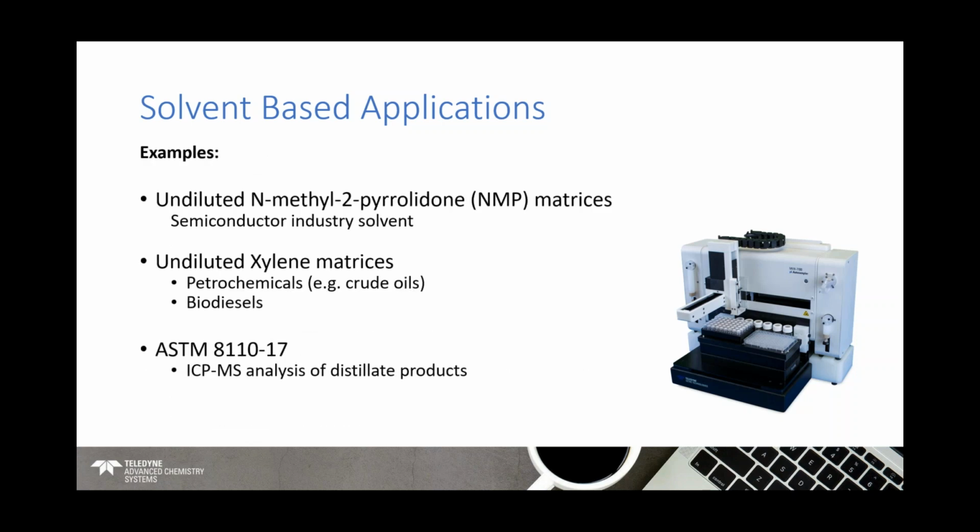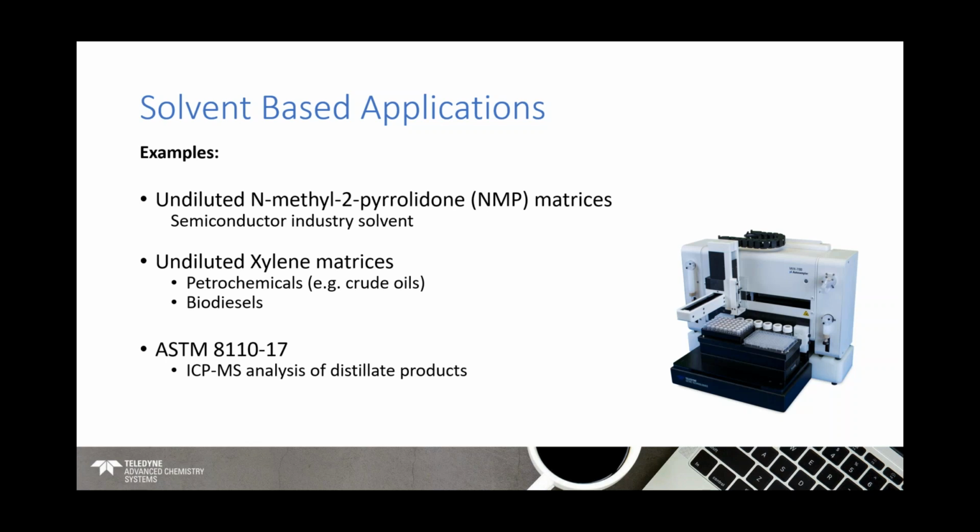So just some examples of those kinds of solvents. The NMP solvents, this is a solvent commonly used in the semiconductor industry as well as many other industries. That kind of solvent will quite happily, in its concentrated form, chew through peristaltic pump tubing very quickly. There are applications where you can dilute NMP, but again, you might not want to do that, certainly when you're doing quality testing analysis.